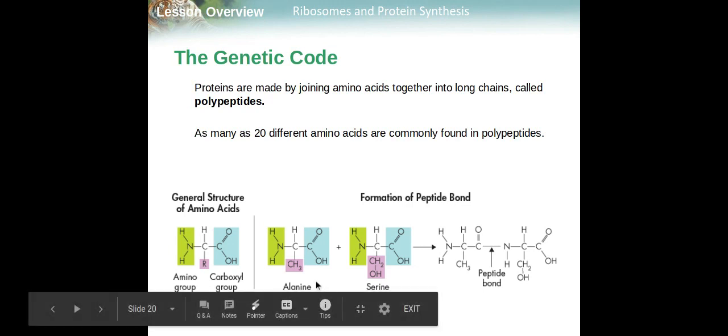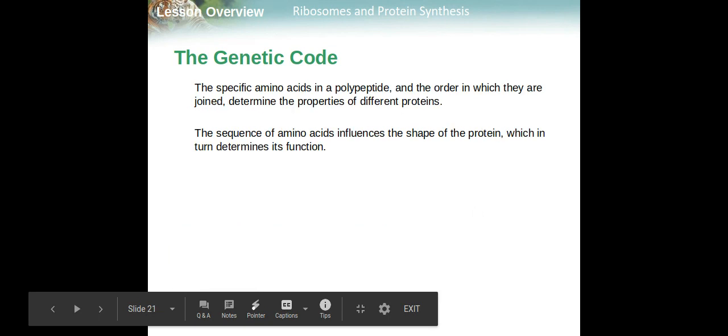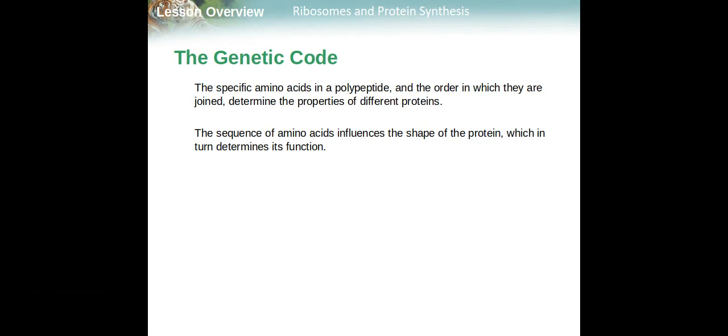So basically what they're showing here is if you join up these amino acids by a peptide bond, you make this polypeptide chain. The specific amino acids in a polypeptide and the order in which they are joined determine the properties of different proteins. Once again, this is really important. We are made up of proteins. We're just tons of protein. Therefore, making these proteins correctly is very important. The sequence of amino acids influences the shape of the protein, which in turn determines its function.